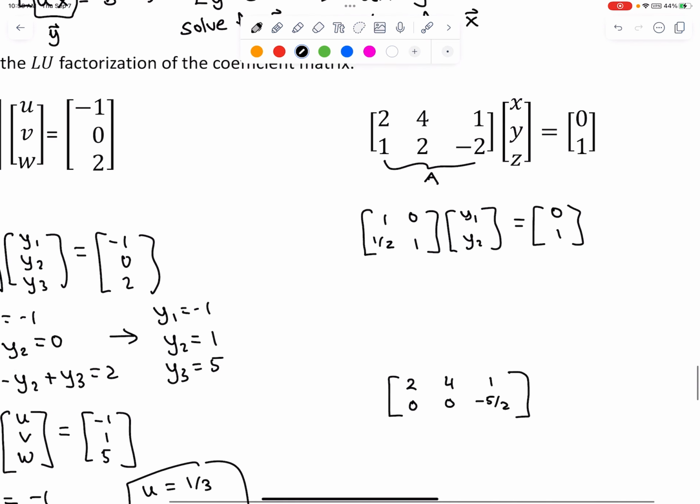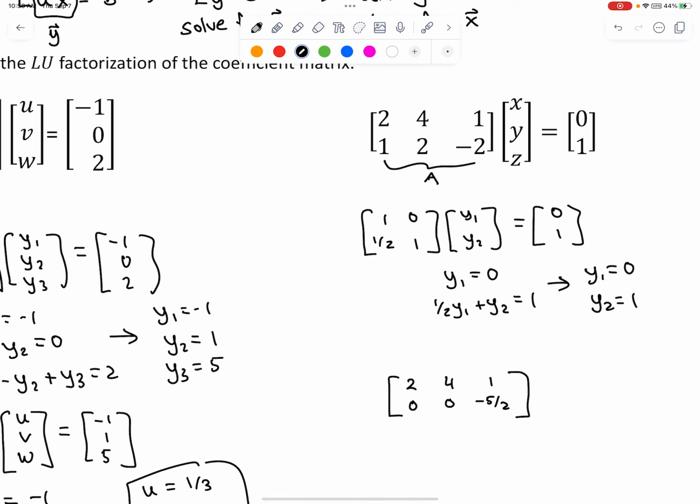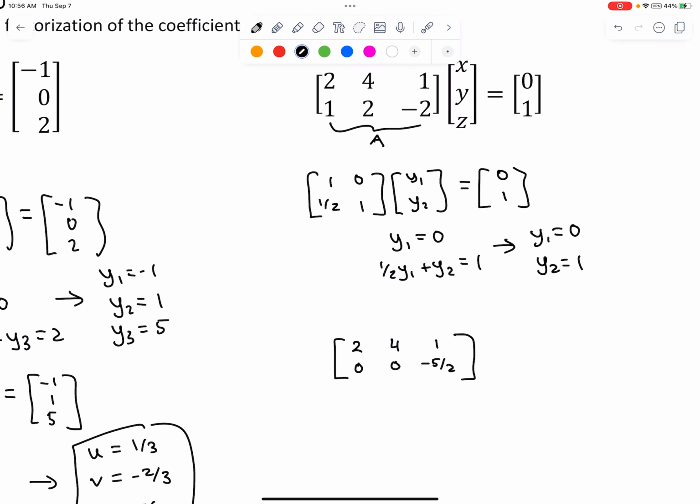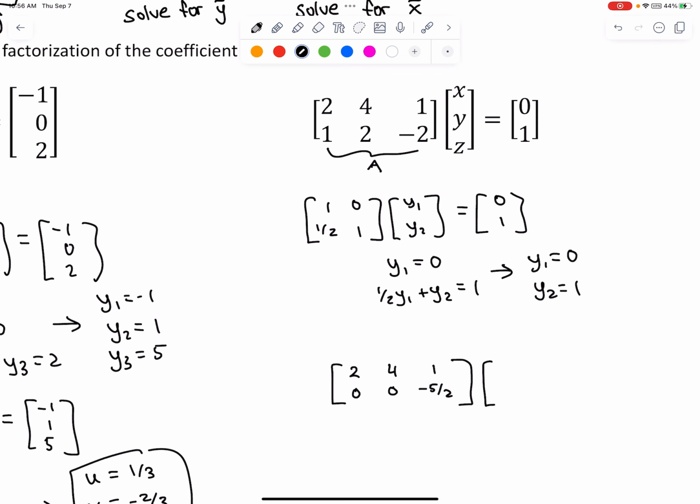When you multiply across, you see that y1 has to be 0, and 1/2 of y1 plus y2 has to be 1. Well, if y1 is 0, then y2 has to be 1. So here's my y vector. It's also 0, 1. Now I take my upper triangular matrix, multiply it by my x vector, which has 3 components, x, y, z. And this has to be set equal to my y vector. My y vector is also 0, 1, same as my b vector in this case.